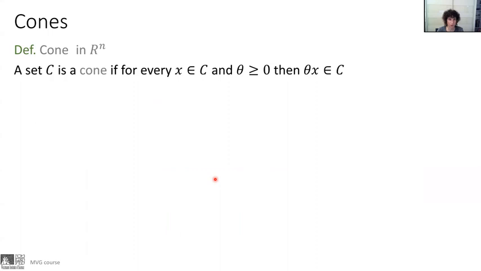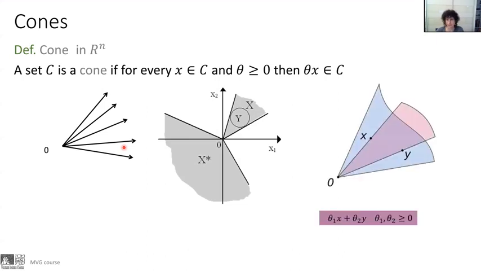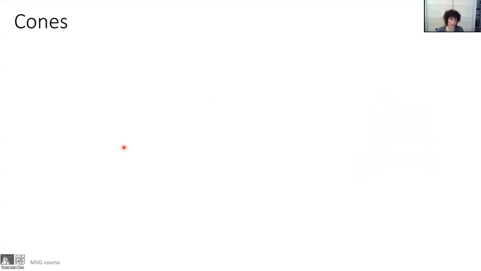Now we are going to discuss cones because we need them for our optimization problem. So what is a cone? A general cone, I didn't say convex, is a set C such that if I have an element x in C and theta is non-negative, then also theta x should be in the set C. Here, for example, I have the 0 and I have the rays, and this is called a cone. This is another cone, not convex, but a cone. This, for example, is a convex cone.